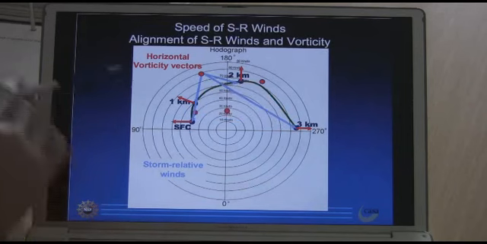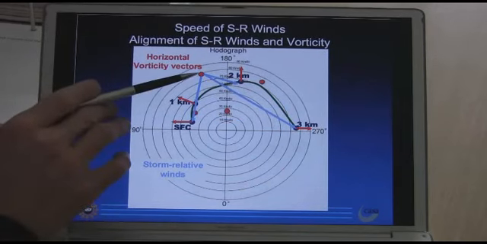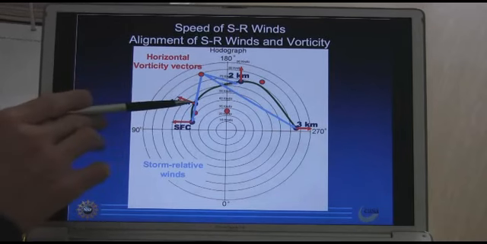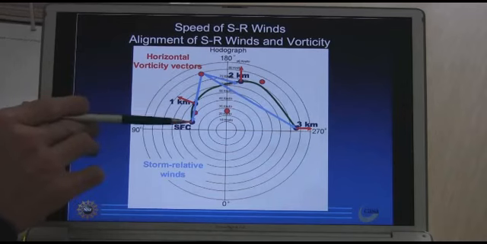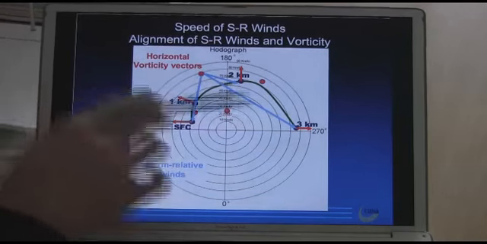Now let's go to the next storm motion up here. Okay? So here's the storm motion. The storm relative winds, remember, are the vectors drawn back from that storm motion to the surface. To 1 kilometer, you can't quite see it. It's right on top of the surface. So the surface is a long one. There's the 1 kilometer, 2, 3.